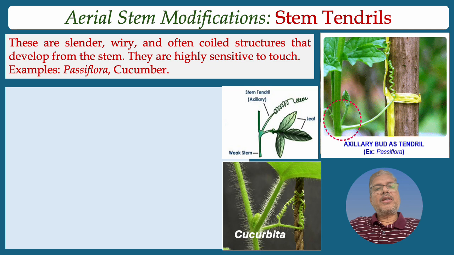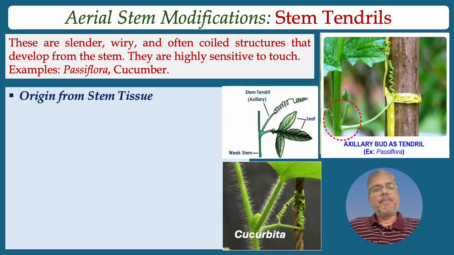Stem tendrils are slender, wiry, and often coiled structures that develop from the stem. They are highly sensitive to touch. Examples are passion flower, that is Passiflora, and cucurbits like cucumber, pumpkin, and watermelon. The stem tendrils are the modifications of the stem itself, or more specifically, they develop from the axillary bud or the terminal bud. This distinguishes them from the leaf tendrils, which originate from the leaf parts.